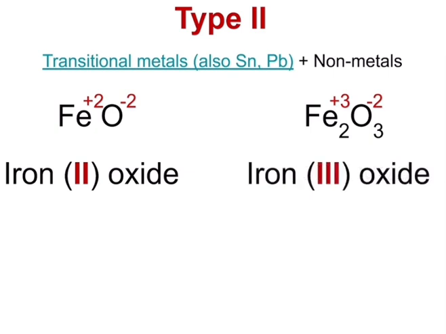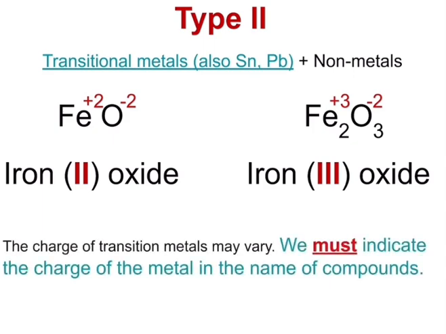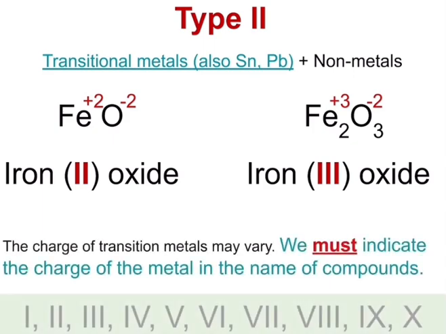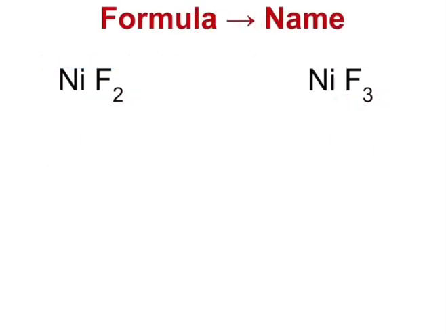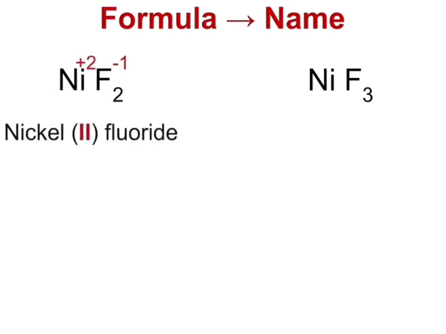Since the charge of transition metals may vary, we must calculate it from the given formulas and report it in the name of the compound. To correctly name these compounds, we must calculate the charge of nickel and report it in the name. Let's consider the compound on the left. Fluoride ion has a charge of -1. Since there are two of them in the compound, nickel standing next to them must have a charge of +2. The name of this compound then will be nickel(II) fluoride.